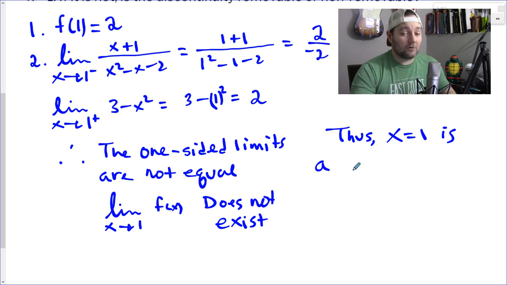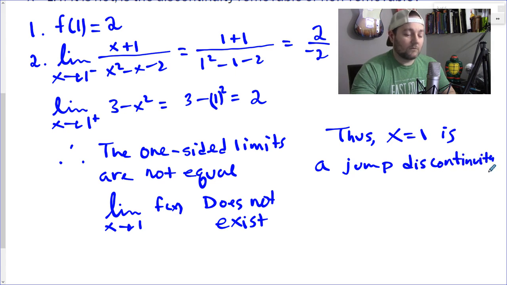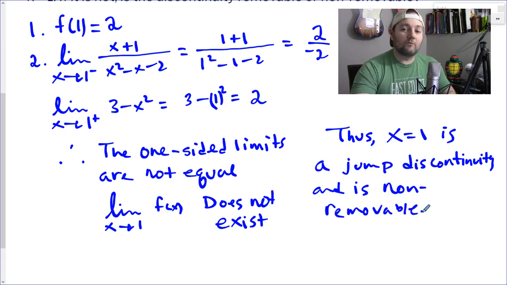I mentioned it's the bridge discontinuity. A lot of times that's what my students will call it. The fancy name for a bridge discontinuity is a jump discontinuity. So x equals 1 is a jump discontinuity and is non-removable. A jump discontinuity, you cannot remove from a function. It is there, and there's nothing we can really do about it, and that's why it's non-removable. So there's our first example of using the definition of continuity to prove that something has a discontinuity.